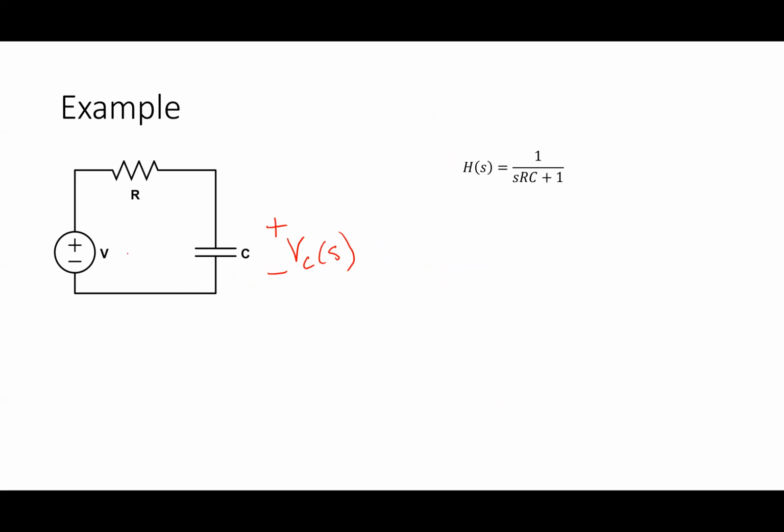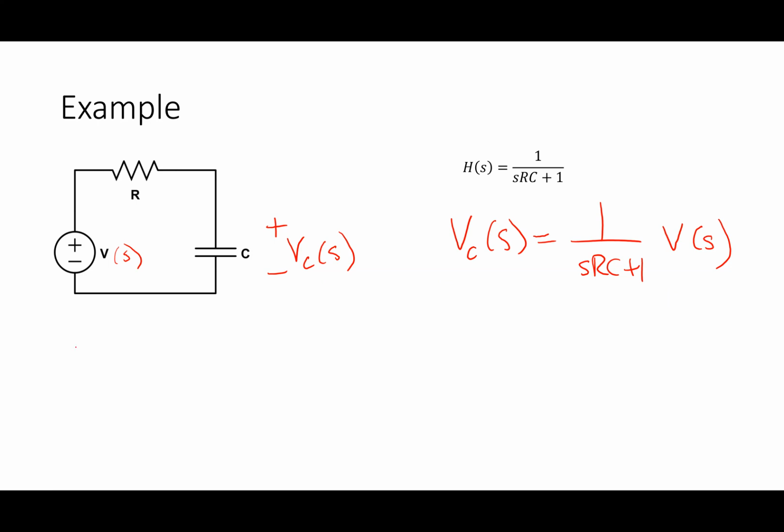V sub C of s, and V of S my input, right? What I found is that this transfer function is 1 over SRC plus 1 times V of S, okay? This guy right here, if I had said to you, let's do this with phasors, right? So let's say I got a sine wave input.